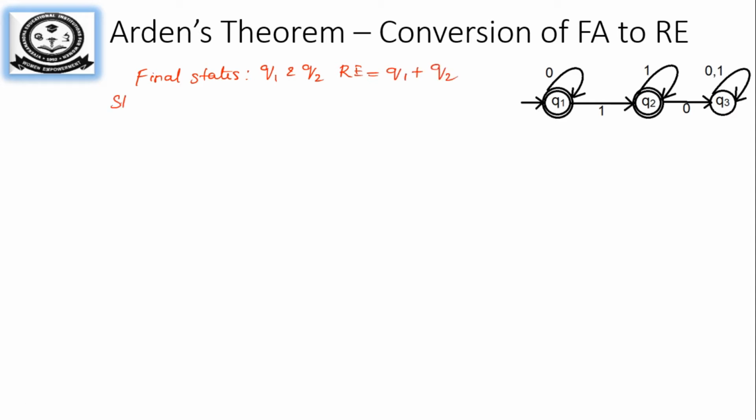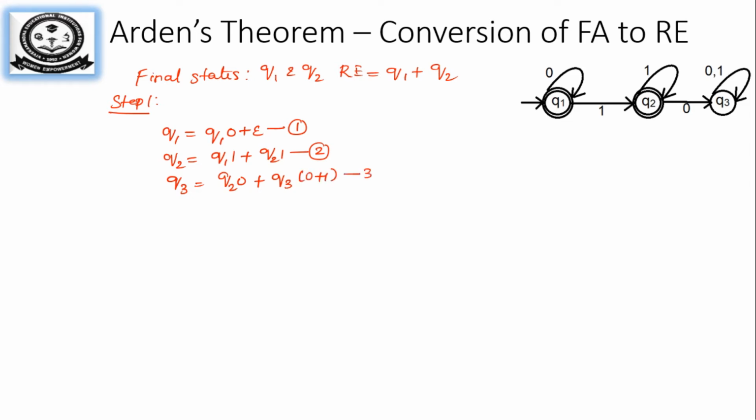First, step 1: I have to form the states in terms of transitions. We'll start with Q1. Q1 has a self transition, so Q1 = Q1 0 + epsilon. Let's call this equation number 1. Second, we'll take state 2. State 2 has 2 transitions: one is from Q1 with input 1, plus Q2 with input 1, which is a self transition. We'll name this equation number 2. Then we'll have the third state, Q3. It has a transition from Q2 with 0, plus a self transition with Q3 for both inputs 0 or 1, so we write 0 + 1 here. This is the third equation.